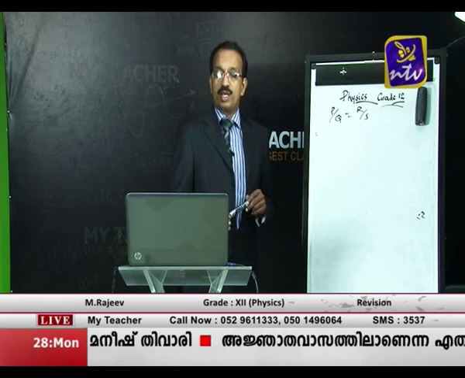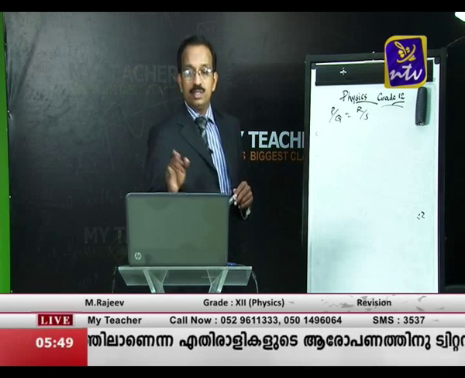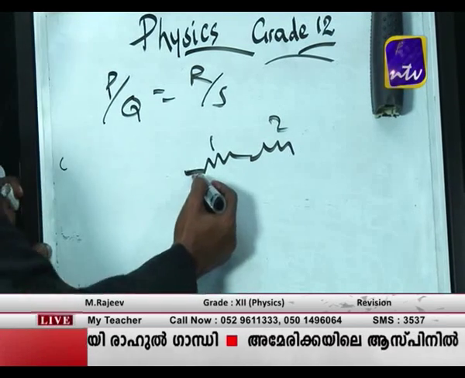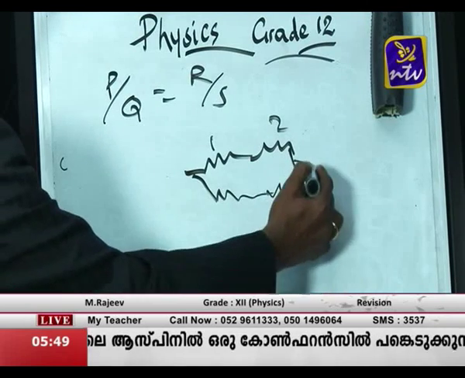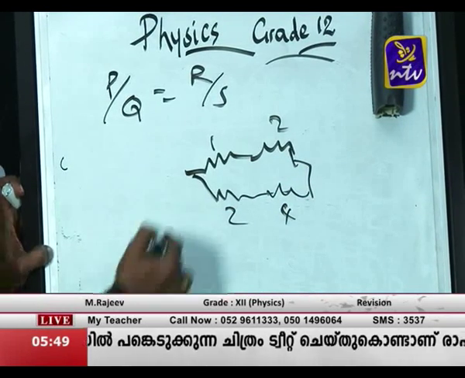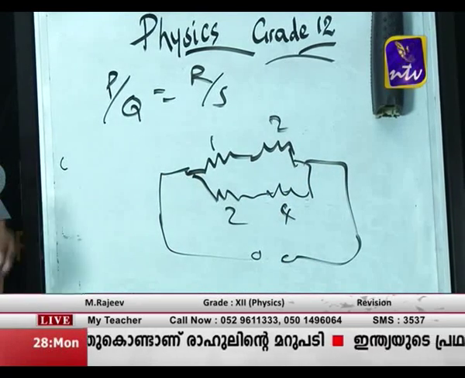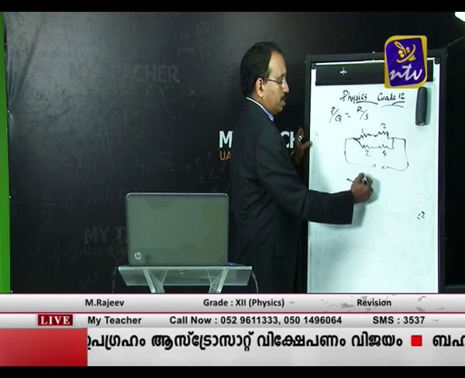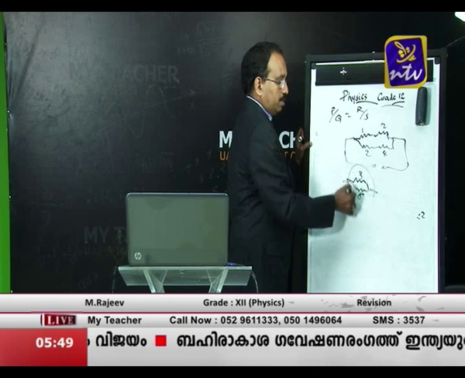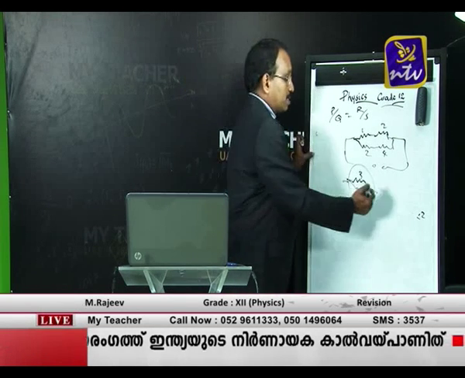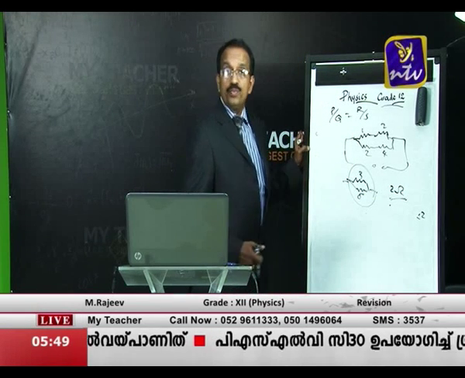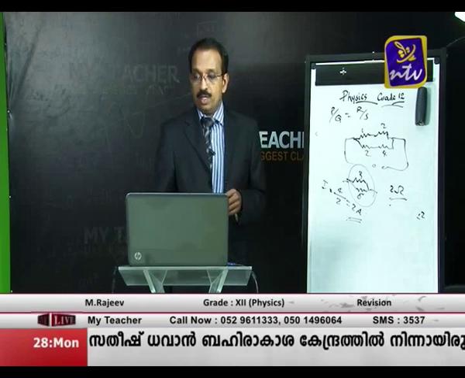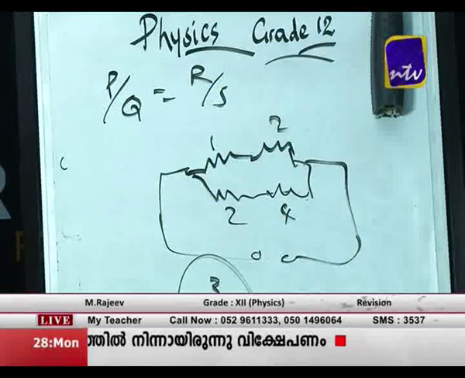If it is a balanced Wheatstone's bridge, the 5 ohm resistance is taken out. Then how will you redraw this? 1 and 2 are in series, and 2 and 4 are also in series. 1 and 2 in series means 3 ohm, 2 and 4 in series is 6 ohm. So what you get at the end, 3 ohm and 6 ohm, they are in parallel. 6 and 3 in parallel simply means the total resistance is 2 ohms. If the total resistance is 2 ohm, the current drawn is how much? Current is total voltage by total resistance. So, 2 ampere.